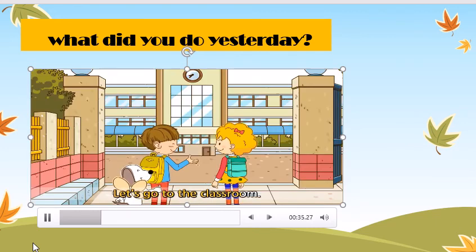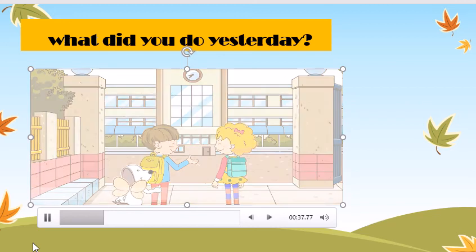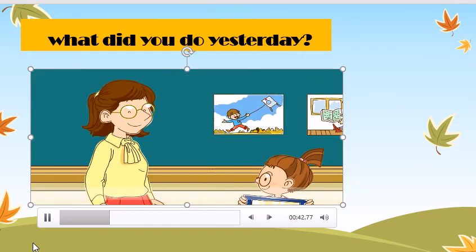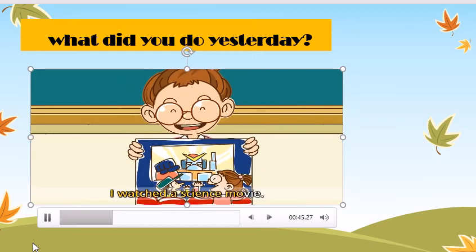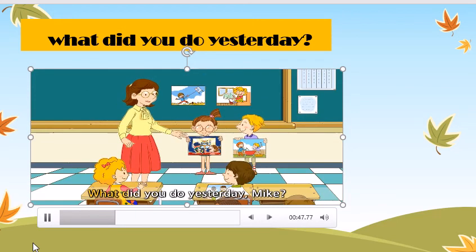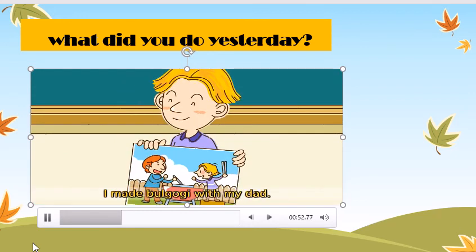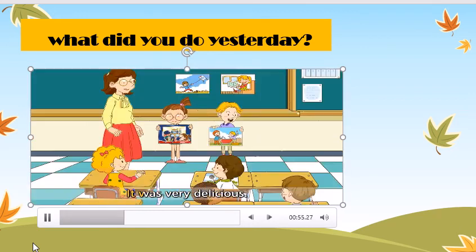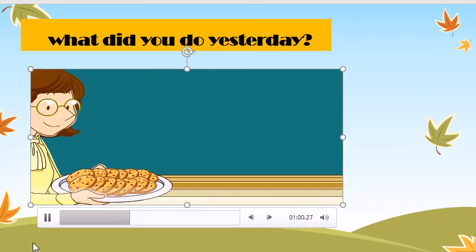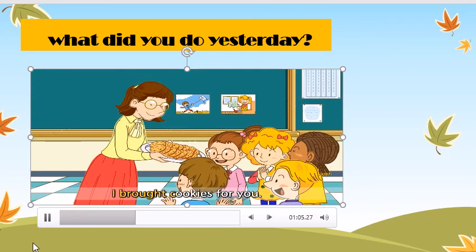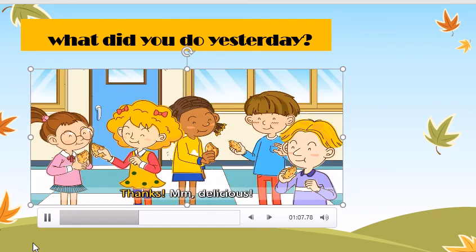Let's go to the classroom. What did you do yesterday? I watched a science movie. What did you do yesterday, Mike? I made bulgogi with my dad. How was it? It was very delicious. We had a bulgogi party. I made cookies yesterday. I brought cookies for you. Thanks. Mmm, delicious.